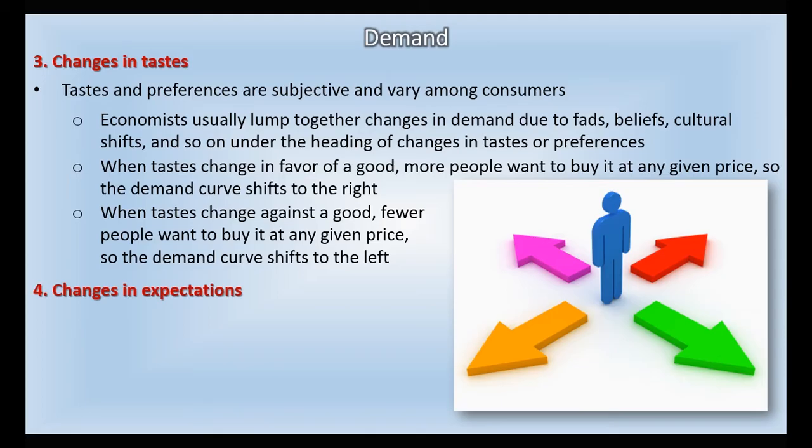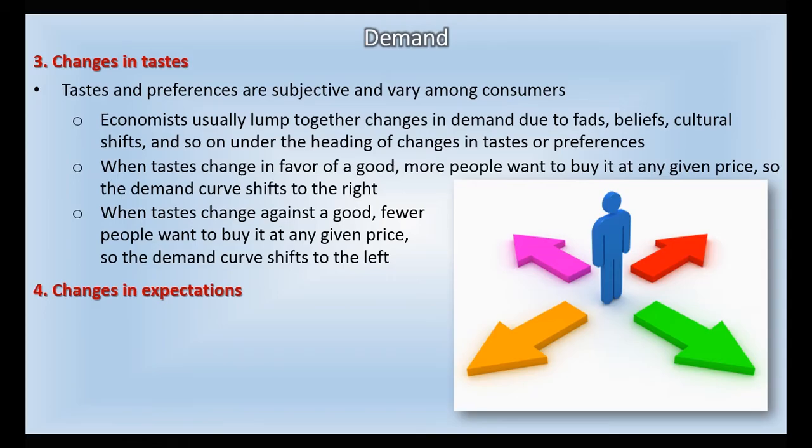All right, the fourth main shifter of demand is changes in expectations. What do people expect to happen in the future? The price is definitely something that affects your ability to buy something. If you know the price is going to go down in the future, you'll buy less of it today and buy more of it in the future. So demand will decrease today if you expect the price of something to increase in the future, and vice versa.